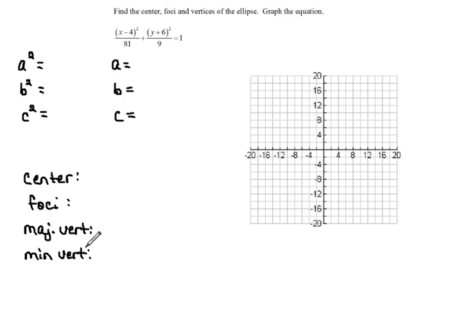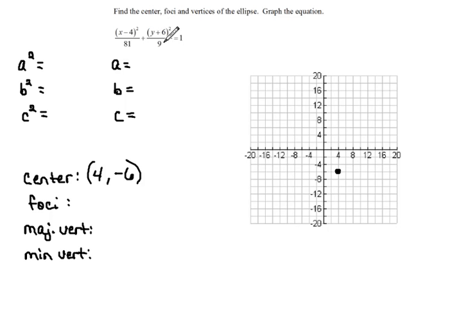Alright, from this equation right here, we can automatically tell what the center is going to be. Because remember, it's the h and the k. What's being subtracted from the x is 4, so that's our h. And what's being subtracted from the y is our k, which in this case is -6. So we can actually go ahead and plot that. 4 and then -6 would be right there. So there's our center.